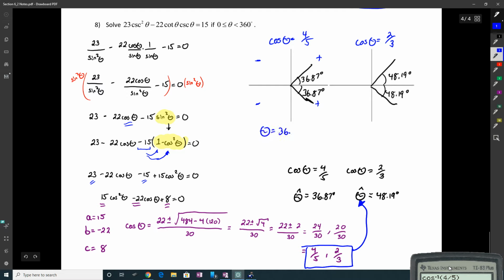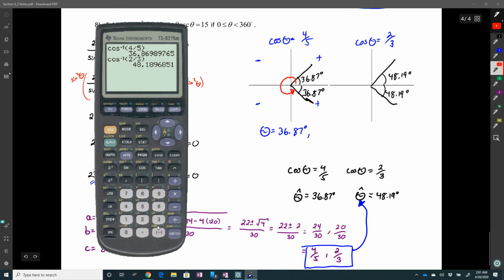So to figure out what our answers are, the first answer is just going to be 36.87. And the other answer is going to be the rotation that goes all the way up to the other angle. And that's just 360 minus 36.87. I'll use a couple more decimal places to be a little more accurate. So 323.13.